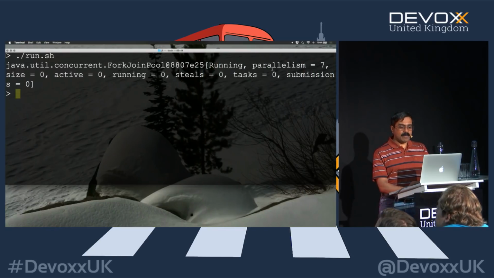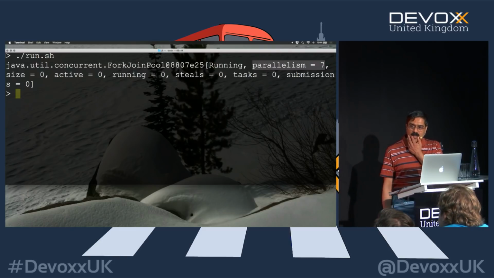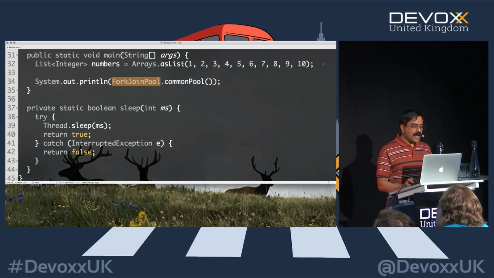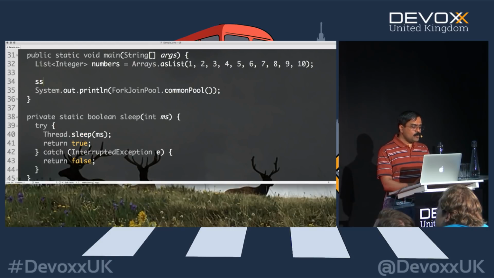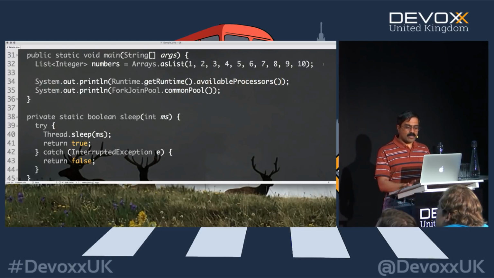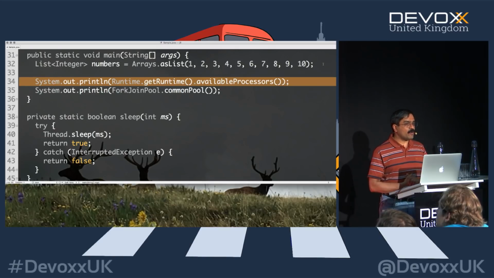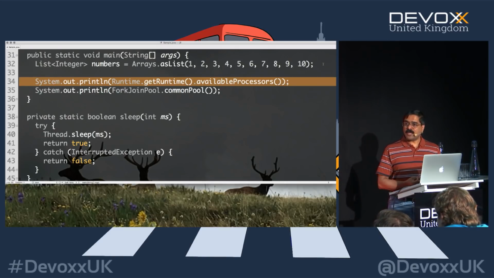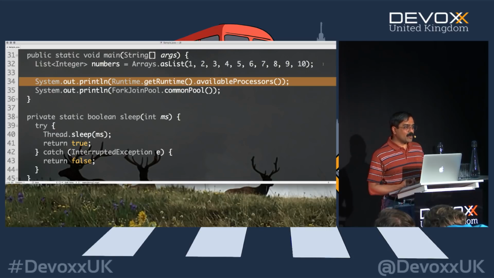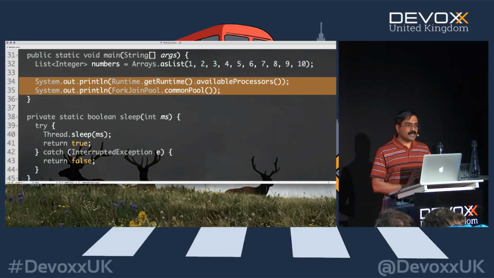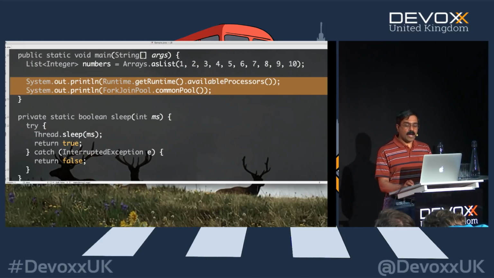And if you look at the common pool, did you notice parallelism is 7? What in the world does that mean? Let's come back to that in just a minute. Let's output right here, Runtime.getRuntime().availableProcessors(). I'm asking for how many cores I have on my machine. And knowing how many cores I have on my machine, we can relate to this idea. So the first number is number of cores. The second is the details about the common pool. I'm going to take a look.